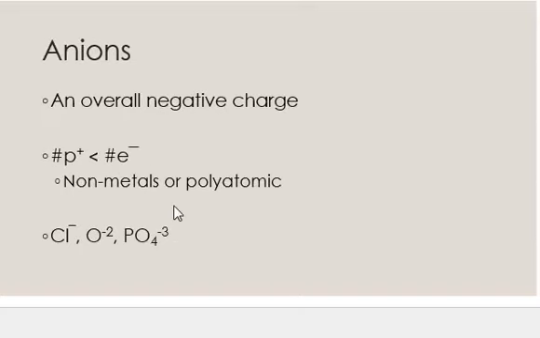Ions with a negative charge are known as anions. Anions have more electrons than protons. Anions are formed from nonmetals, and most polyatomic ions are anions. Some examples of anions are chloride, capital C lowercase l, and a charge of negative 1 in the upper right. Oxide, capital O with a charge of negative 2 in the upper right. Both of these are monoatomic anions.